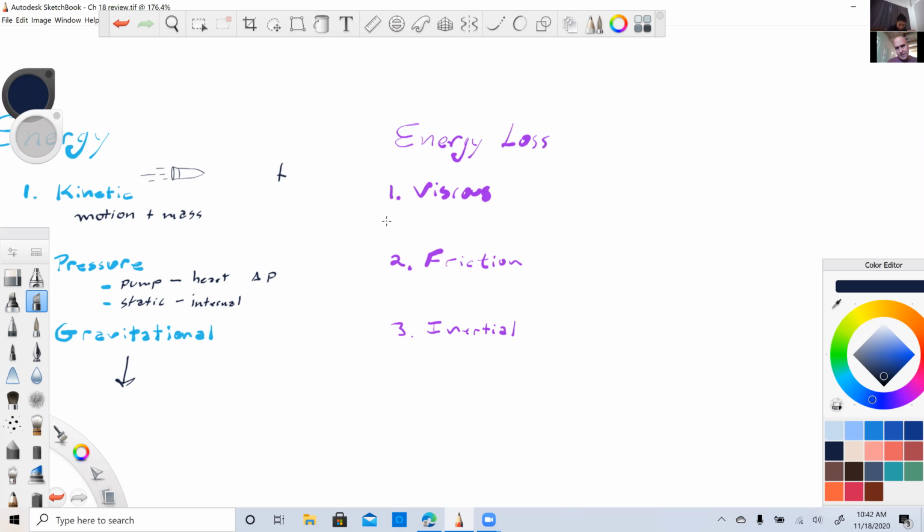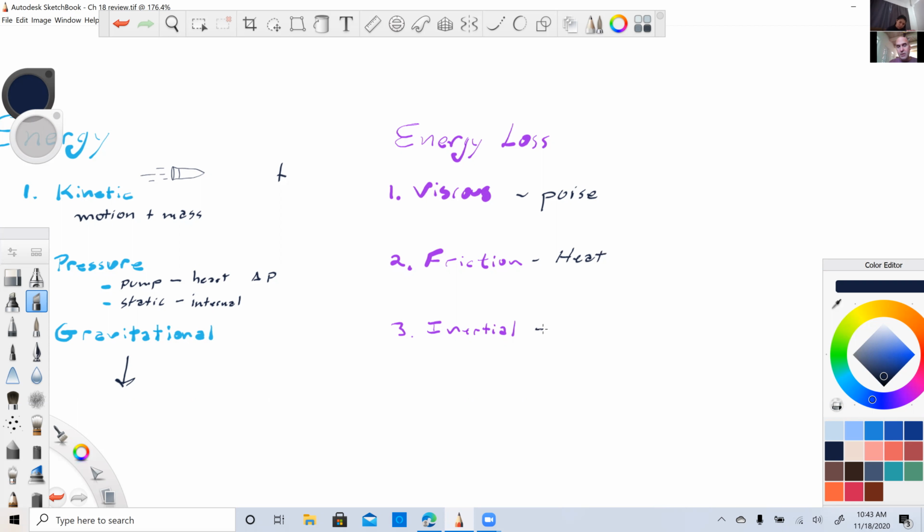Viscous, that's right, is measured in poise. Viscosity measured in poise. Then we also lose energy through friction against the wall, and that is lost as heat. So as blood rubs against itself and against the wall, heat is produced, and that's an energy loss. You can never really gain that back in that system.